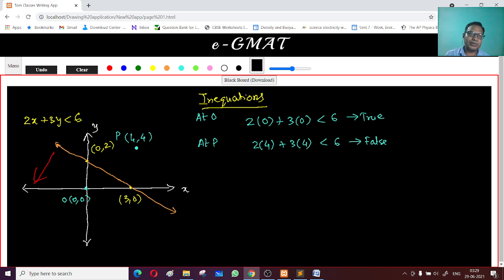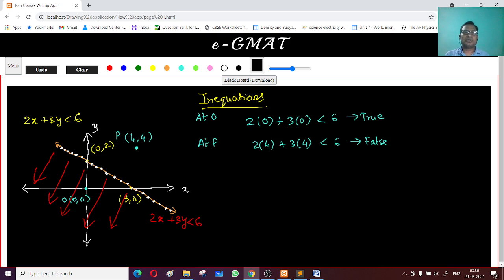all the points on this side, they are 2x plus 3y less than 6, right? And since I'm talking about strictly less than 6, we won't consider any point on this line. So no point of this line is going to belong to our solution set, right? There is no point of this line that belongs to our solution set.